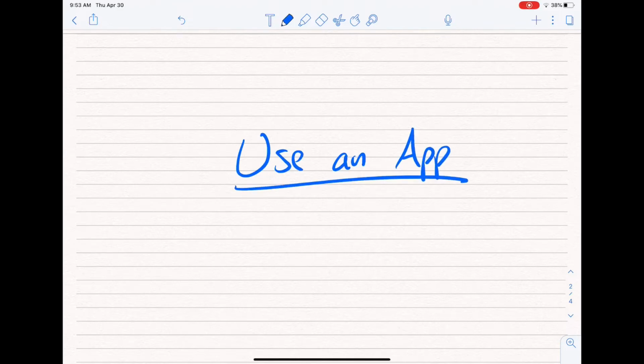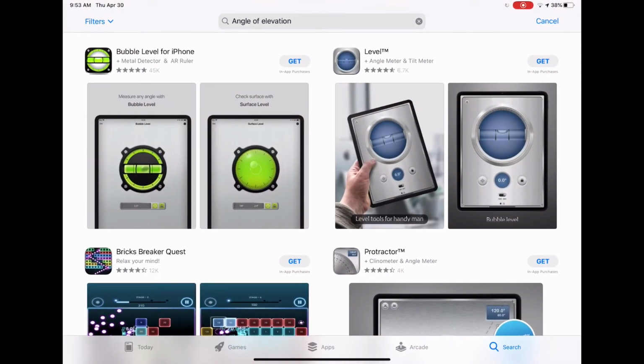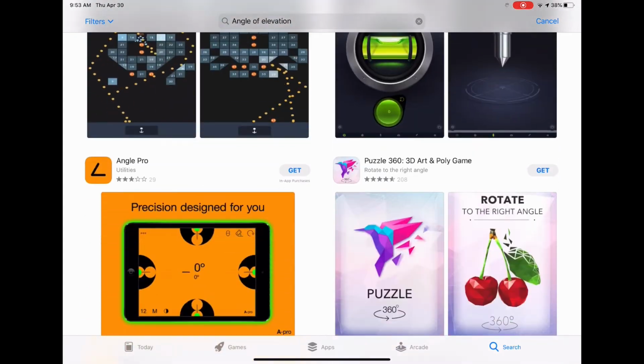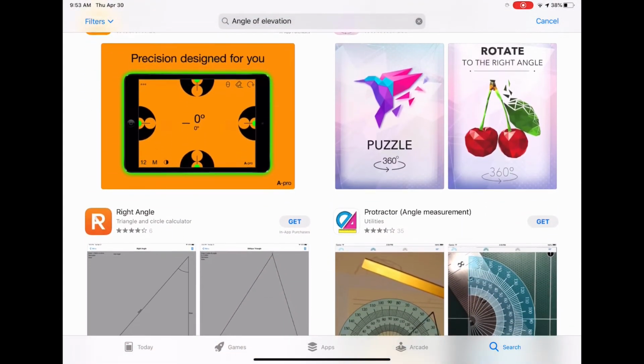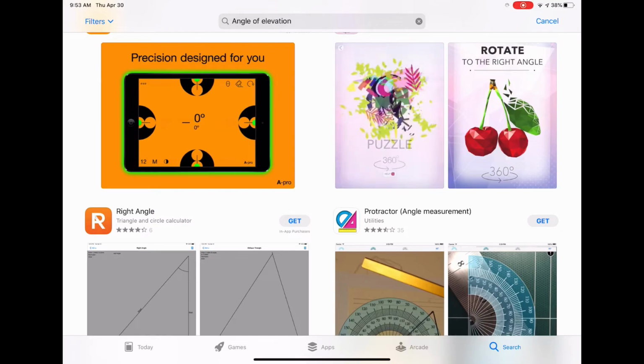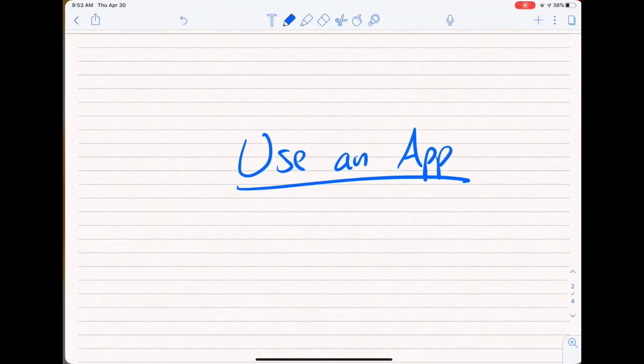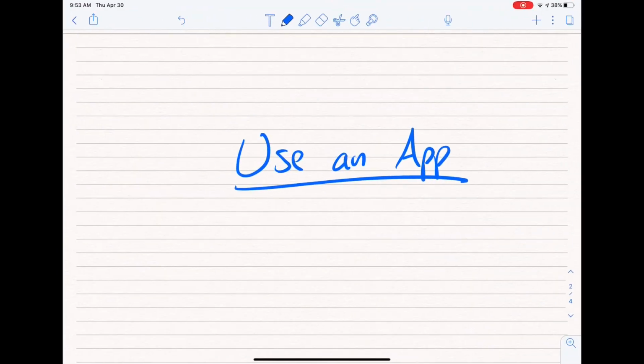All I did was go to this app store and I did a quick search, and look, I found there's Bubble Level for iPhone, there's Level, there's Protractor, there's a game, there's Toolbox Precise Tools, there's Angle Pro, Right Angle Protractor. All these are free apps that allow your phone to then measure these angles, okay? And it's that simple.